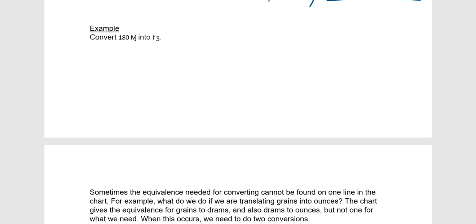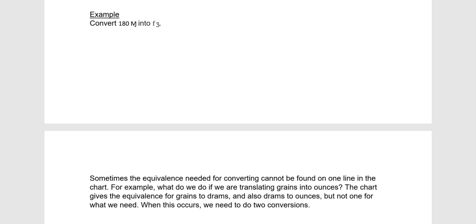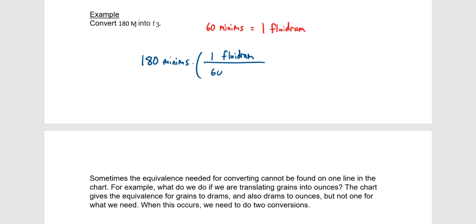Okay, so let's do one more for this one. Let's convert 180 minims into fluid drams. Okay, so starting with 180 minims here, we need to multiply this by the conversion. So you go up to a couple pages ago with the conversion if you don't have it memorized. And we know that 60 minims is 1 fluid dram. So we're going to multiply that by the 180 minims, but we're going to use a ratio for it. We were looking for fluid drams, so we need that in the numerator. And that's going to be 1 fluid dram for every 60 minims.